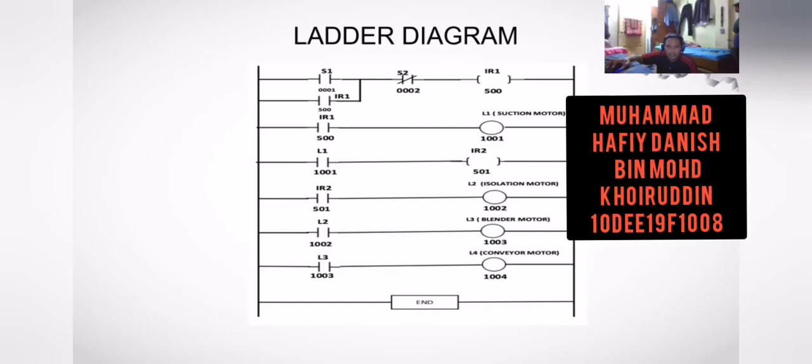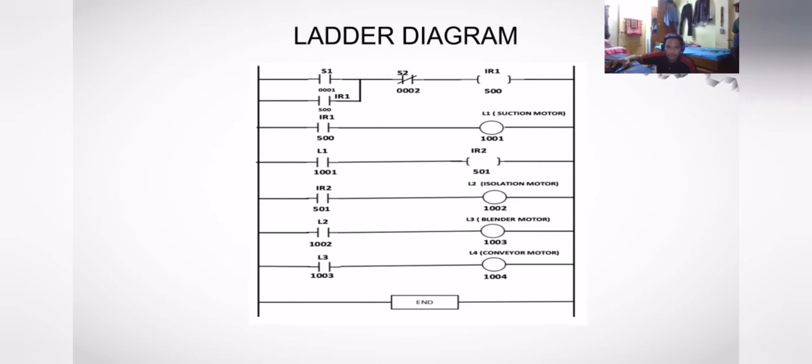I will talk about the ladder diagram that my group and I have done. As we can see, we have S1 and S2. S1 is a switch and S2 is a reset button. For the sensors, we have IR1 and IR2, and for motors we have four different motors that have different functions.